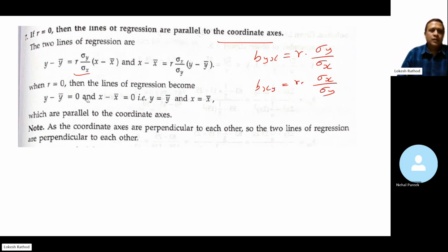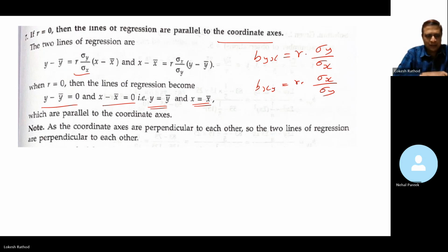So this thing. Now, when r is 0, what happens? Y minus y bar is 0, x minus x bar is 0. That is, y equal to y bar and x equal to x bar. What is y bar? It's a constant number, right? All the data points are given, and their average is a constant number. In the same way, x bar is a constant number. So x equal to k, y equal to k are nothing but lines parallel to the x or y axis. Correct?